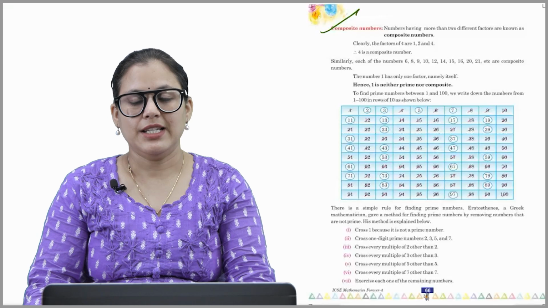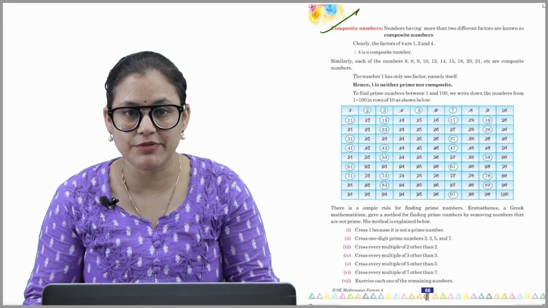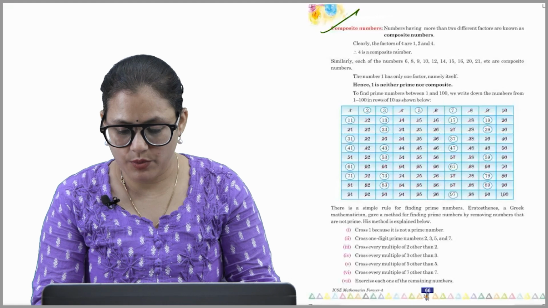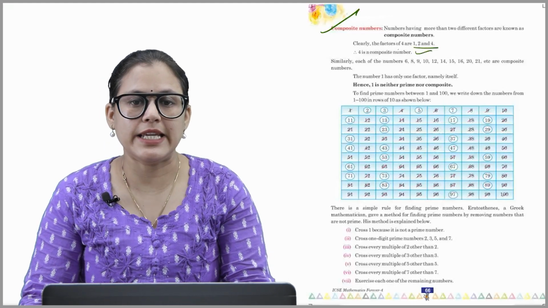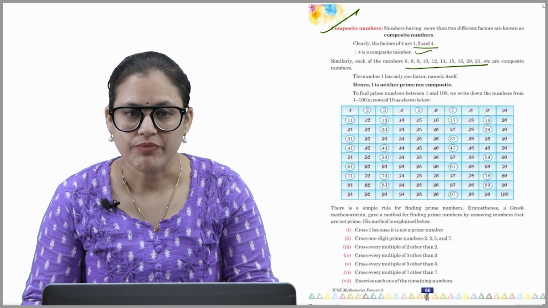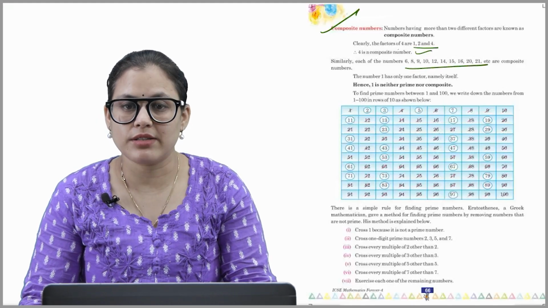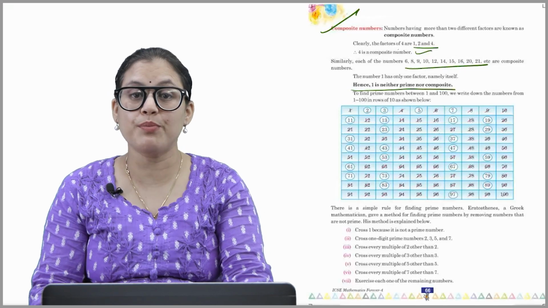Composite numbers. Numbers having more than 2 different factors are known as composite numbers. Clearly, the factors of 4 are 1, 2 and 4. So, therefore, 4 is a composite number. Similarly, each of these numbers is a composite number. The number 1 has only one factor, namely itself. Hence, 1 is neither prime nor composite.